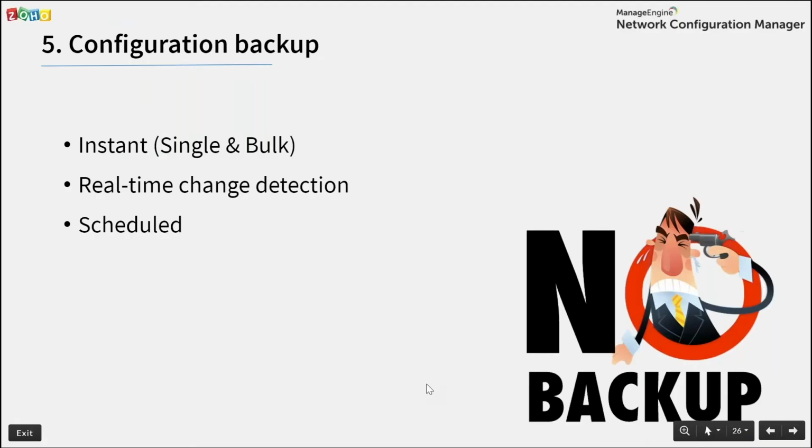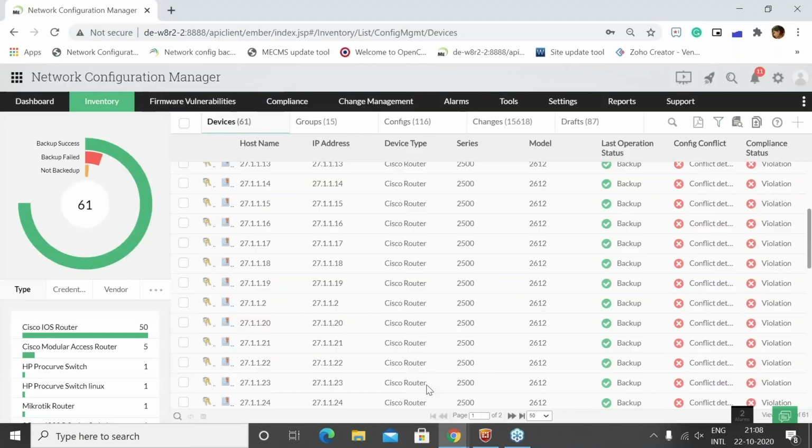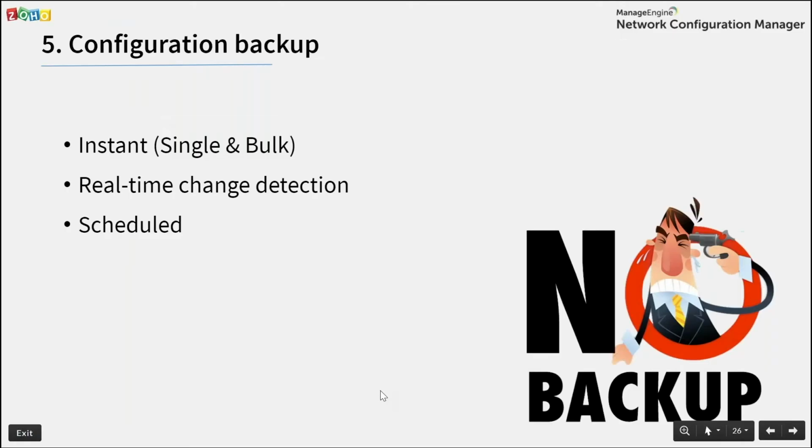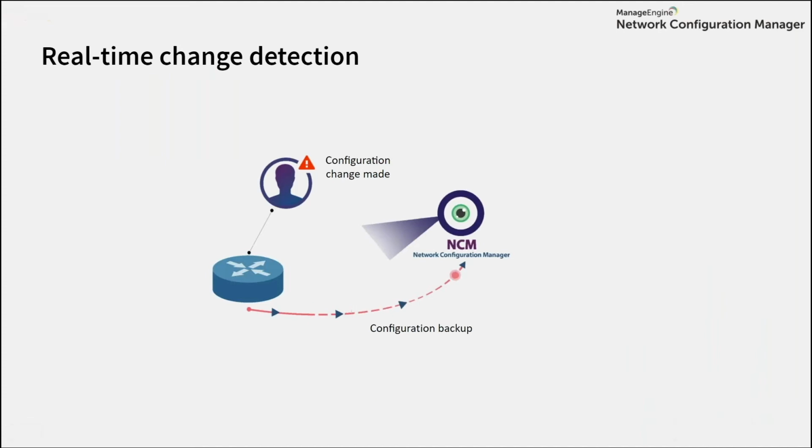Next one is real-time change detection. I'll show you how real-time change detection works. It can be very useful even if you're not physically present in your network environment. Suppose Network Configuration Manager is watching over a particular device. When you're not present, a different operator logs into the device, makes a configuration change and logs out. Network Configuration Manager will immediately take a backup. Interesting, right? Let me show you how this works.